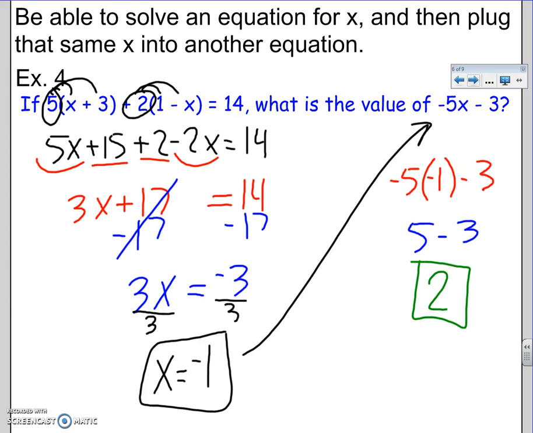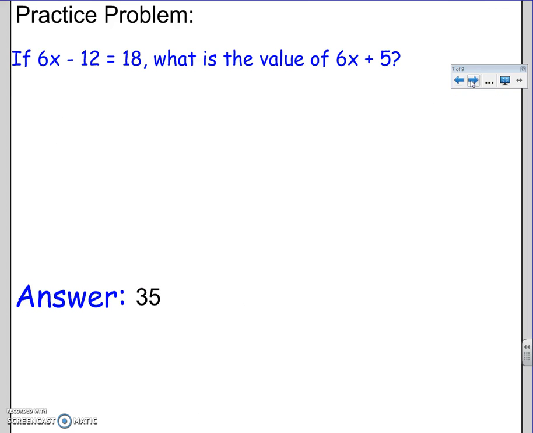Alright, I'll leave with this practice problem. Try it. It's like example 4. If you get answer 35, you should be good for the quiz.